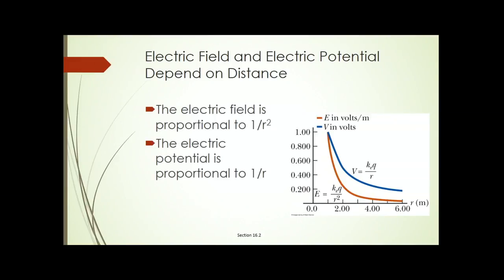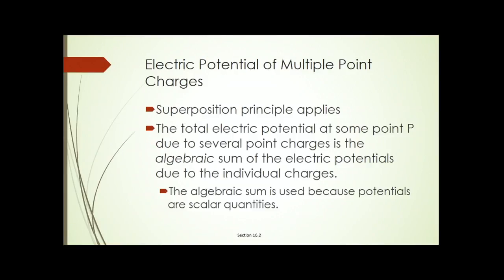My electric potential of multiple point charges, I still use the superposition principle. I still can do those additions. The total electric potential at some point P due to several point charges is the algebraic sum of those potentials. And I can do the algebraic sum because everything's a scalar quantity, I don't have to deal with that vector direction. So it's a lot easier to handle and manipulate than trying to deal with my electric field.